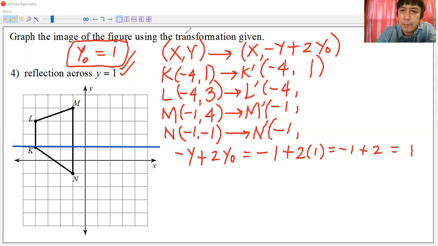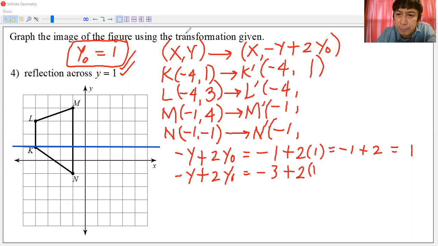Next, compute for the y for L prime. Okay, so that will come from L. So this is negative y, the same formula, plus 2 times y sub 0. It's a negative of 3. Okay, negative of 3 plus 2 times 1. Remember, the 1 will not change for the entire formula. It's over here. So that's 2 times 1, and then you have negative 3 plus 2, it's negative 1. So this will have a negative 1 value.